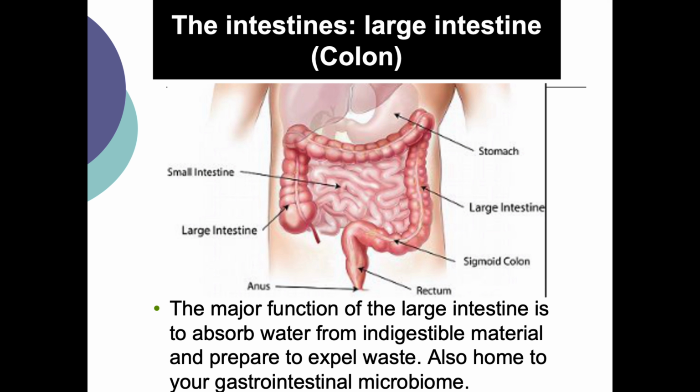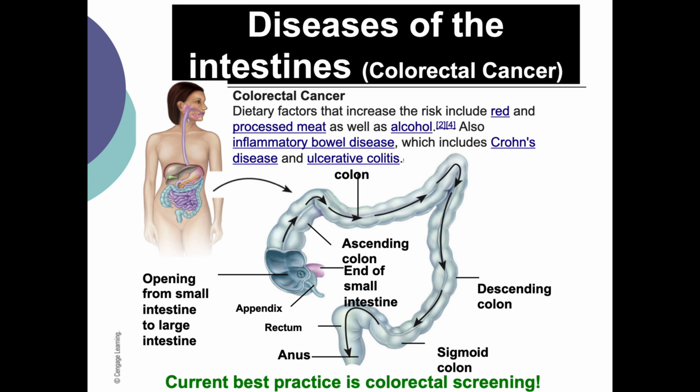So the best way to feed your microbiome is to eat a variety of fruits, a variety of vegetables, a variety of whole grains. It's going to feed your microbiome. Most Americans only get about half the amount of fiber that they need. Okay, so what can go wrong in your colon?